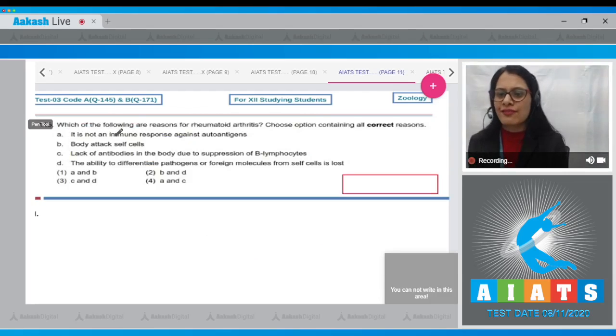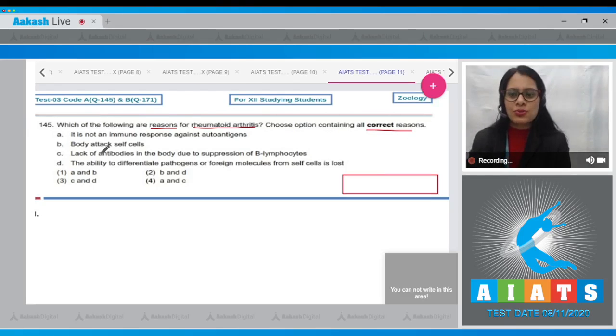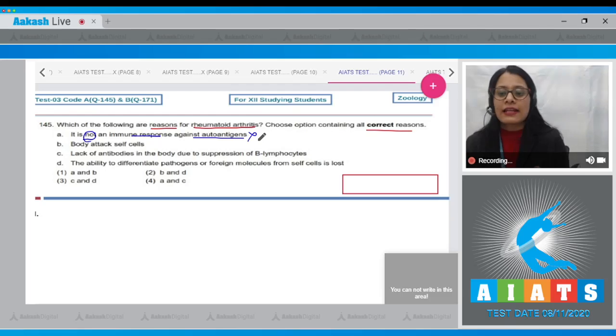Question number 145. Which of the following are reasons for rheumatoid arthritis? Choose option containing all correct reasons. The very first option given is it is not an immune response against autoantigens, and this is incorrect because it is an immune response against autoantigens. The second statement says body attacks self cells is a correct statement. Third statement is lack of antibodies in the body due to suppression of B lymphocytes is incorrect because there is presence of antibodies in the body in autoimmune response.